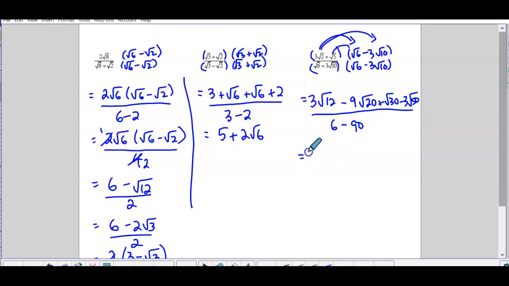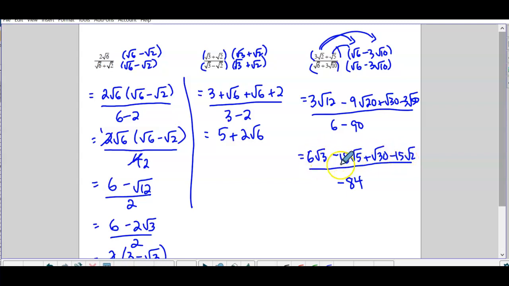Then simplify any radicals that you can. So that's going to be 2 root 3. 2 times 3 is, so that's 6 root 3 minus root 20 is 2 root 5. So that'll be minus 18 root 5 plus root 30. 50 is 25 times 2, so that'll be minus 3 times 5 is minus 15 root 2 over negative 84. Now, notice you can't simplify any of the radical terms there.